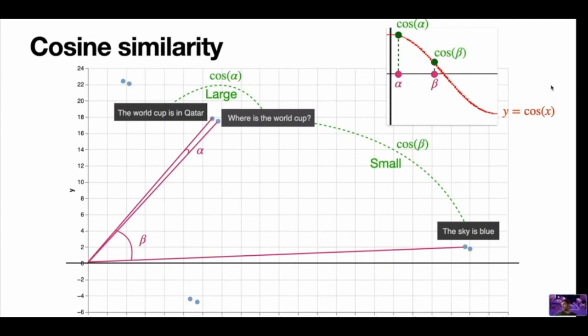Let me know if there's any questions about that. I see some questions: will Jaccard similarity work? Yes, I think probably Jaccard similarity will work. That's related to the dot product, which is also related to the angle.